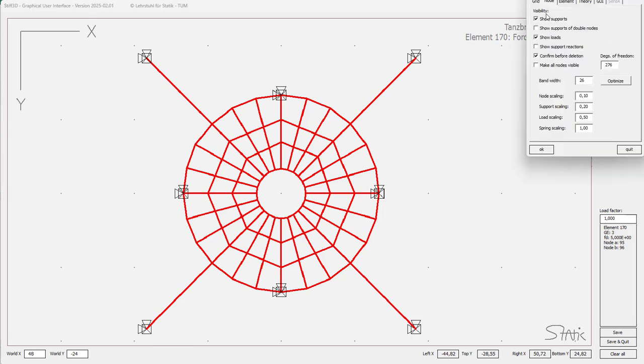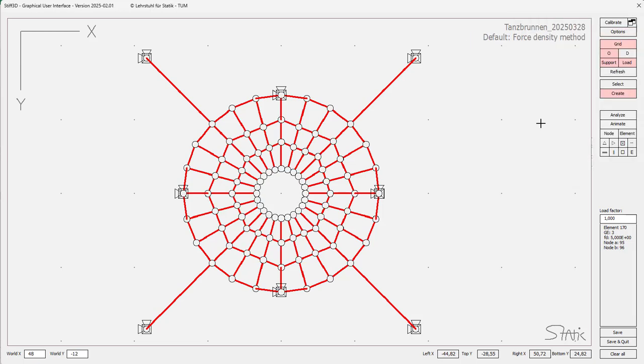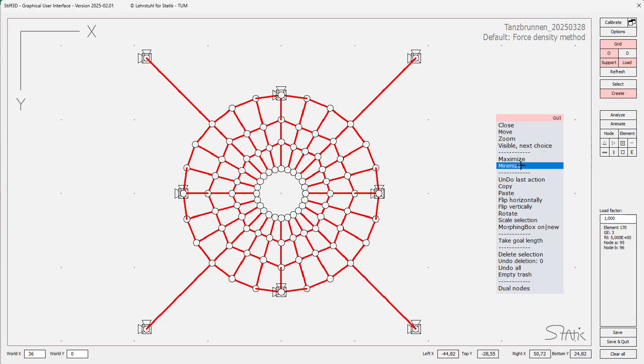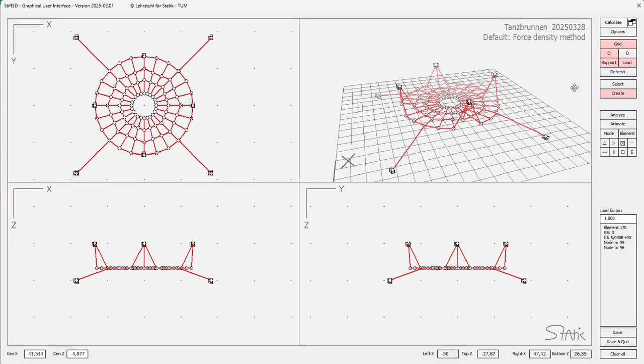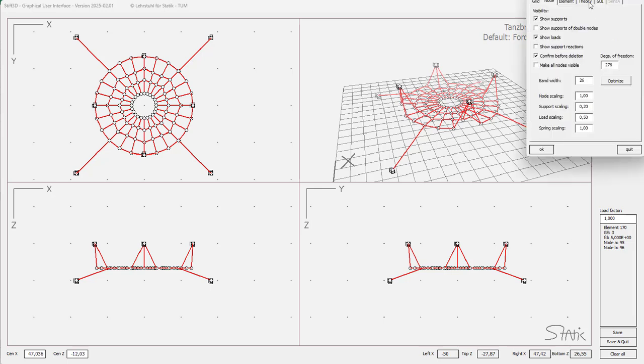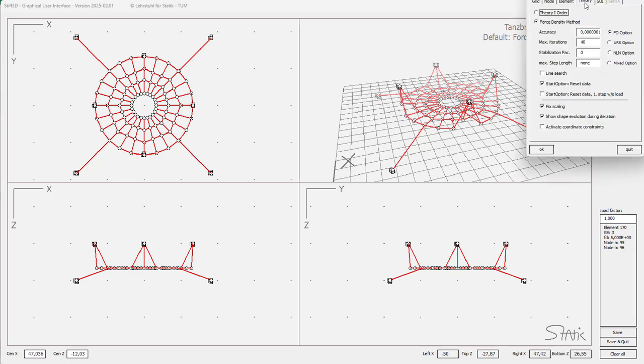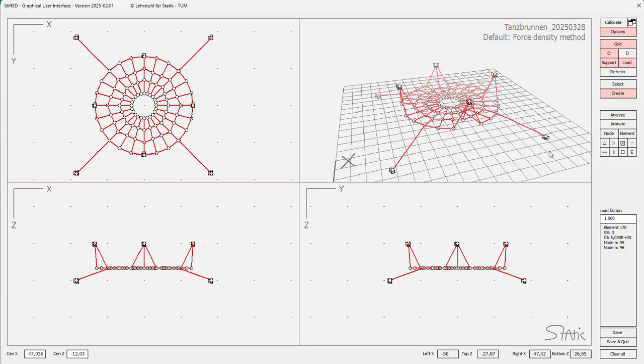Let's make the nodes larger again, so that makes sense, and minimize that view. And then we are ready now to start the force density method. Look at the options, the operational options, the accuracy. We allow maximum 40 iterations, which is not necessary because for a linear problem we expect not more than 1 iteration, and we just start with the original data.